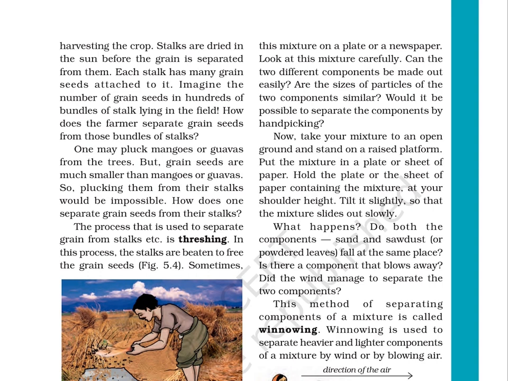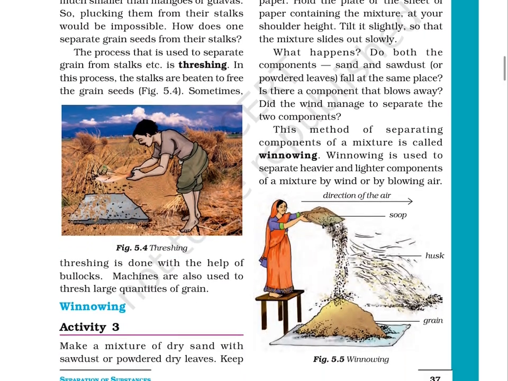Now, take your mixture to an open ground and stand on a raised platform. Put the mixture in a plate or sheet of paper. Hold the plate or the sheet of paper containing the mixture at your shoulder height. Tilt it slightly so that the mixture slides out slowly. What happens? Do both the components, sand and sawdust or powdered leaves, fall at the same place? Is there a component that blows away? Did the wind manage to separate the two components?